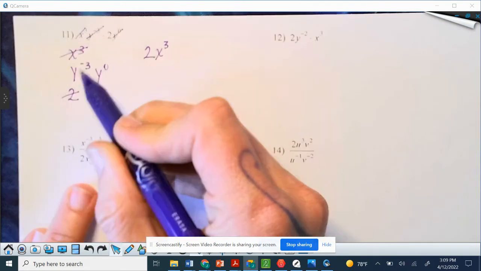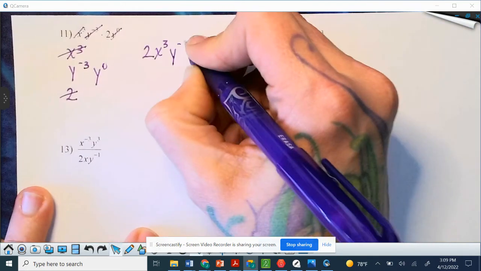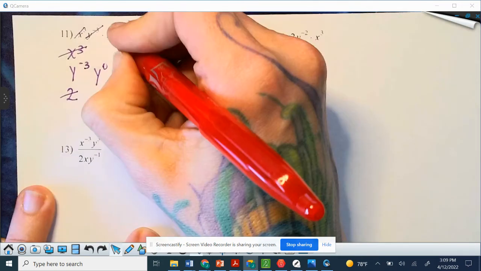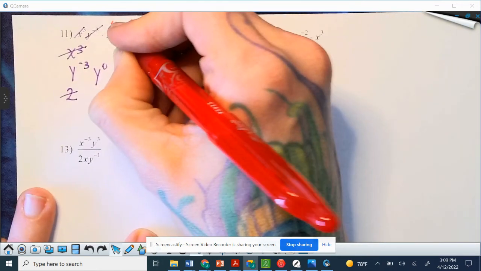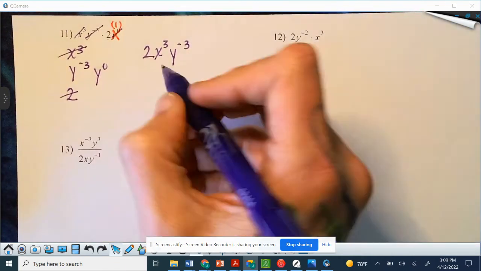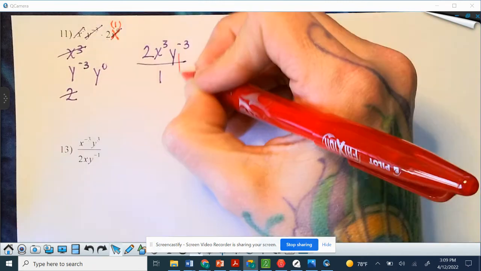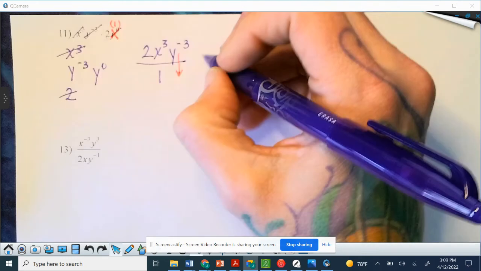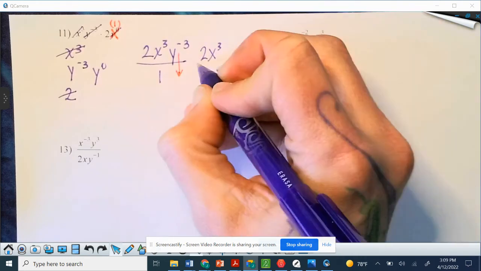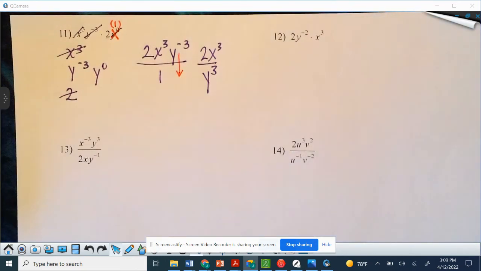Y to the negative 3, so negative 3 plus 0 is negative 3. So y to the negative 3. Or again, as soon as you saw that y0, you could know that's just a 1 and not even have to deal with the y's either. But you're not done. Can't leave a negative exponent. So since it's a negative, we're going to drop it like it's hot. It's going to go down into the denominator from the numerator. So 2x cubed, still at the top. Nothing changes there. Y comes down to the basement and his attitude changes. So he becomes a positive 3 exponent instead of that negative 3 exponent.